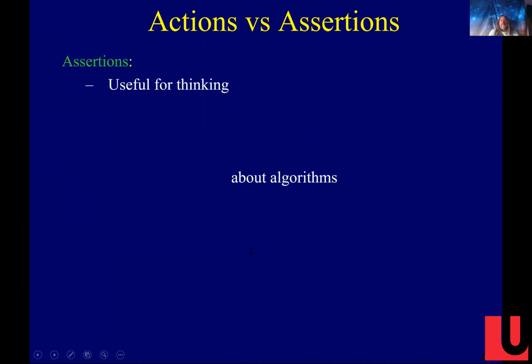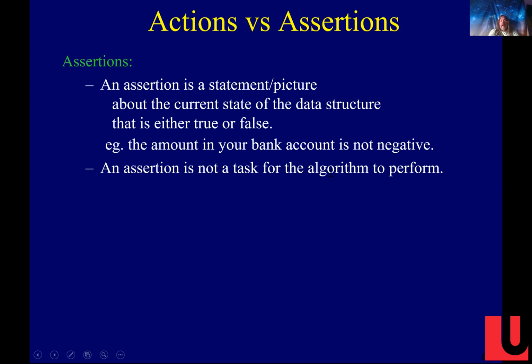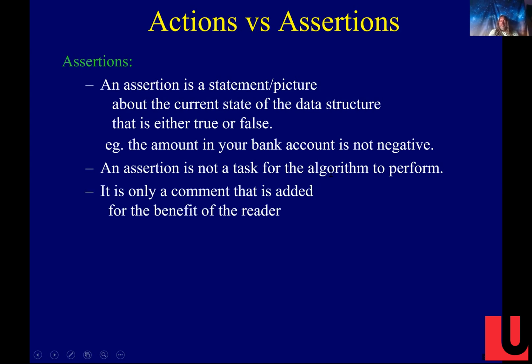Oh, here, I added some extra thoughts here. What are assertions for? They're useful for thinking about algorithms. They're useful for developing algorithms, describing algorithms, proving correctness of algorithms. What is an assertion? It's a picture, a statement about the current state of the data structure. It's either true or false, right? Example, your bank account is not negative. An assertion is not a task. It's only a comment that's added for the benefit of the reader and the person writing the code. It helps you write correct code.